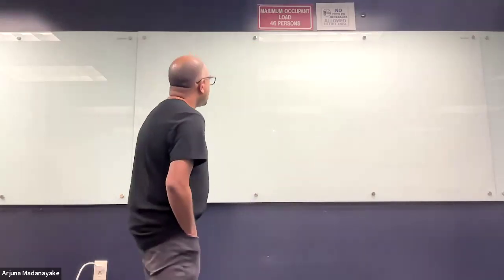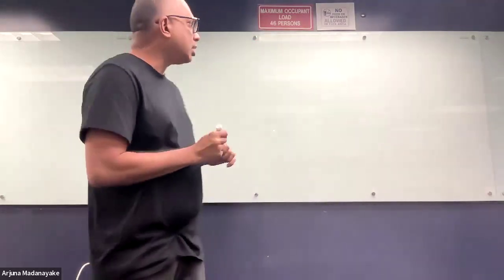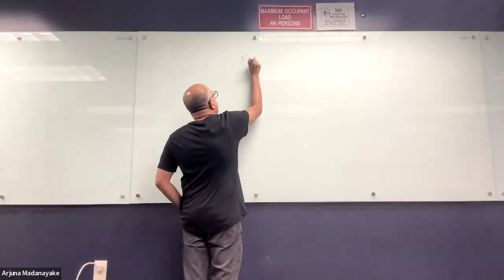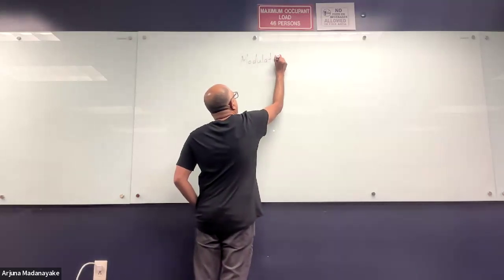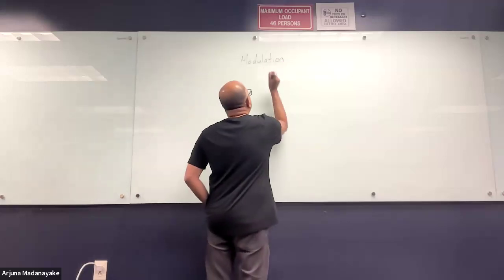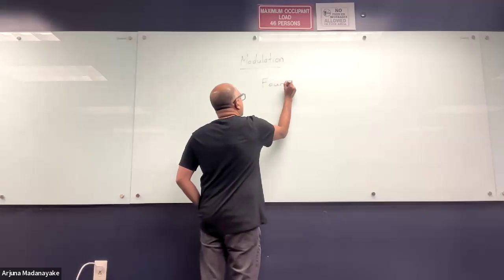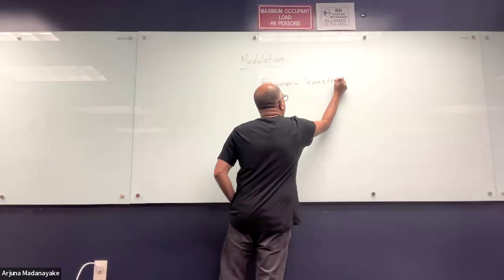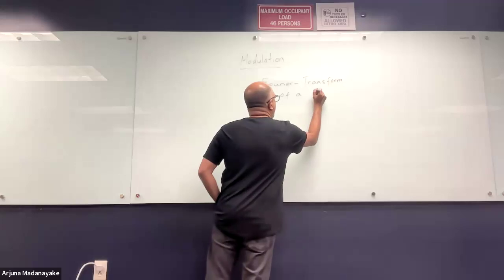Okay, good. So today we will look at yet another property of the Fourier transform. This is called the modulation property. Modulation is an extremely important concept. So modulation: the Fourier transform of a modulated signal.